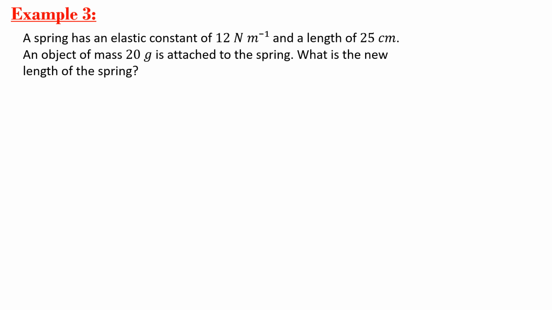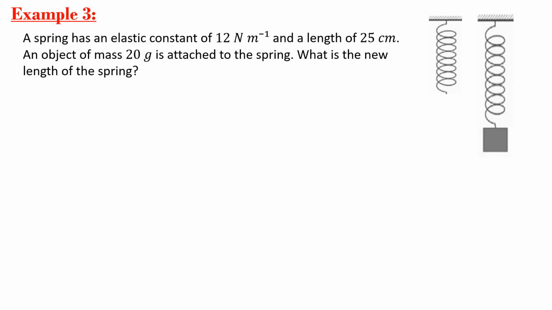Example 3. A spring has an elastic constant of 12 Newton per meter and a length of 25 centimeters. An object of mass 20 grams is attached to the spring. What is the new length of the spring? So here we have our spring before anything is added onto it, and then here we can see it extended with that 20 gram mass. Be really careful. 20 grams is not in our SI unit. We need to convert that to kg, so that's 0.02 kg. So we have our natural length here, and that's 25 centimeters or 0.25 meters, and we're looking for our length L. Okay, so that's the extended length.